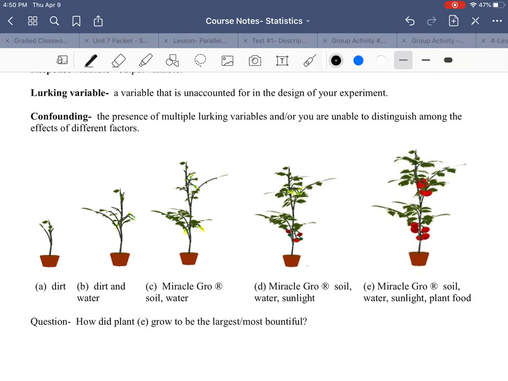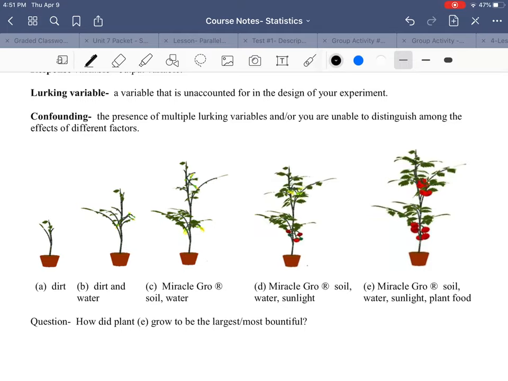All right, confounding is when you have multiple lurking variables and you can't distinguish the effects of the different factors. So the question here, I have my tomato plants. When I ask, how did plant E grow to be the largest and most bountiful? I think it becomes pretty clear, because there's a progression that, well, dirt really hardly did anything. Dirt and water allowed a little bit of flowering.